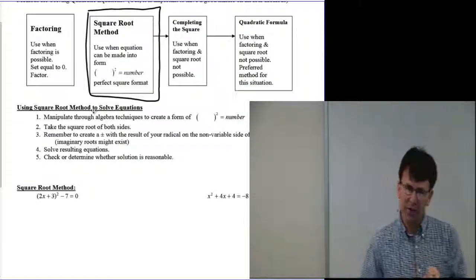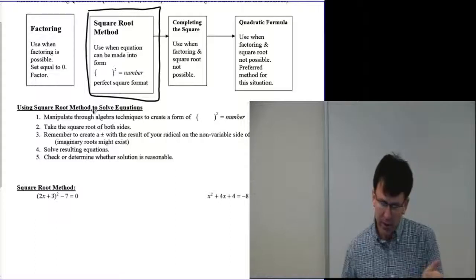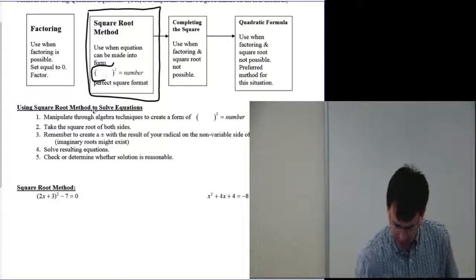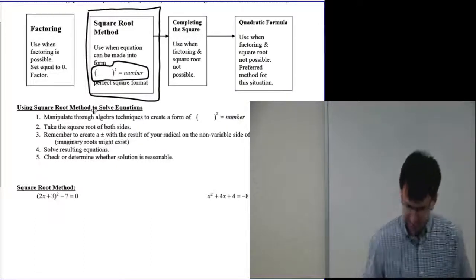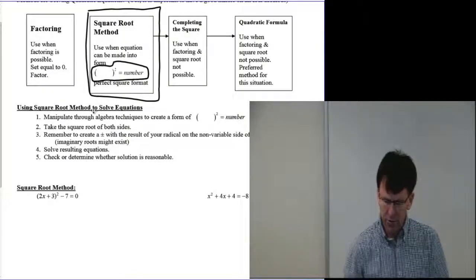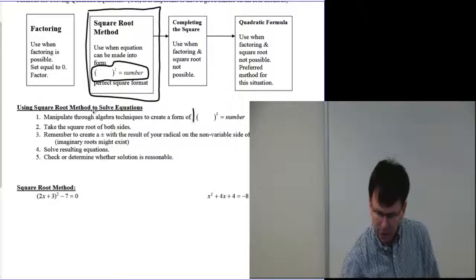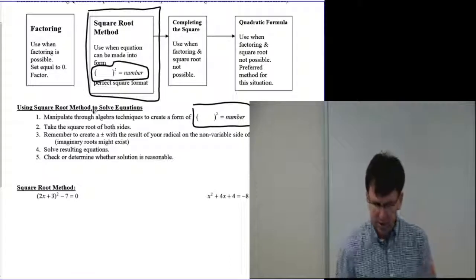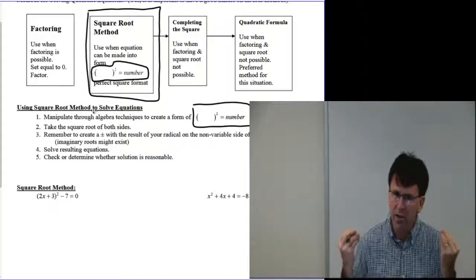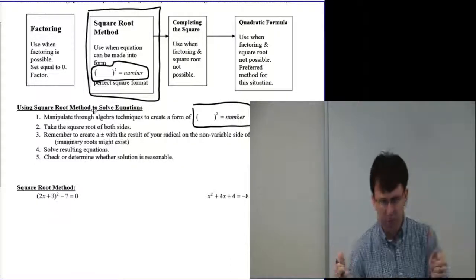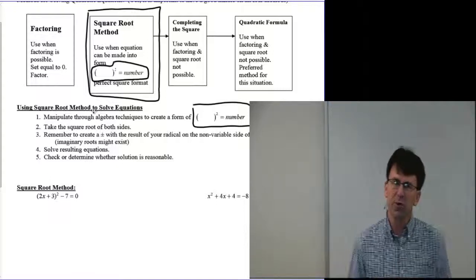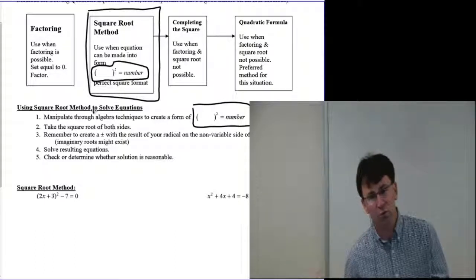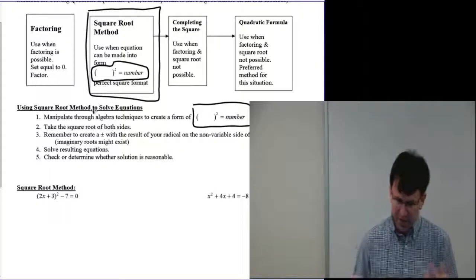So what we want to be able to do first off is make sure we have a quadratic equation. Once we know we have that, what we want to be looking for is something that very quickly can be turned into the form of something squared equals a number. It could be a binomial that's squared, some kind of algebraic expression squared equals a number. And then we're going to apply the square root method to it, basically taking the square root of both sides of that equation.